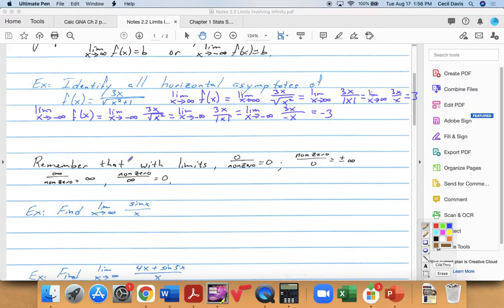So the horizontal asymptotes, there are 2 of them. Y equals +3 and y equals -3.